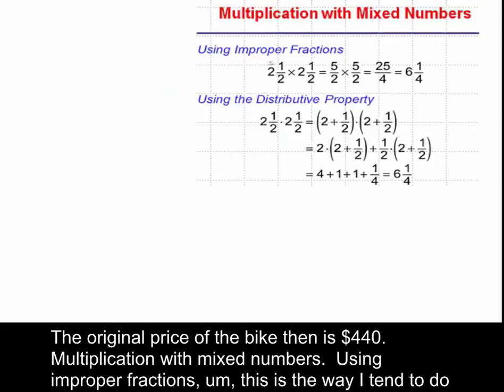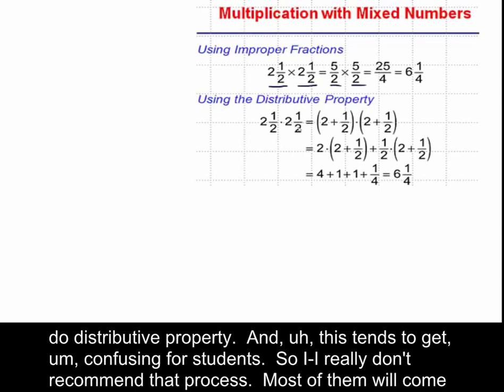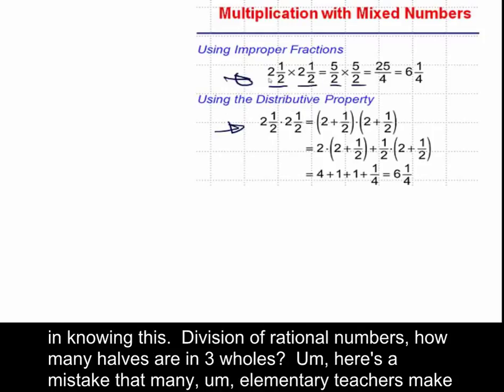Multiplication with mixed numbers using improper fractions. This is the way I tend to do it. You change the mixed numbers into improper fractions, then you can multiply straight across and reduce. Or you could use the distributive property, and this tends to get confusing for students, so I really don't recommend that process. Most of them will come in knowing this.